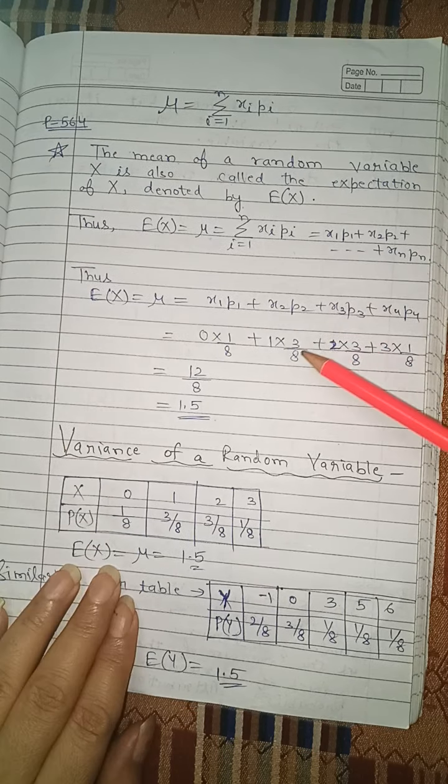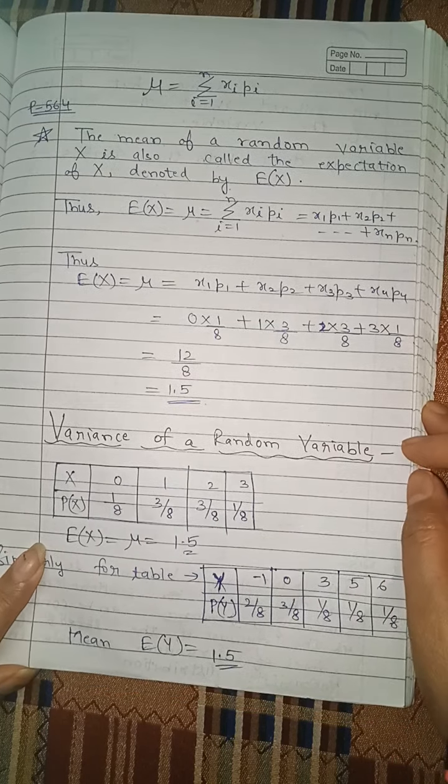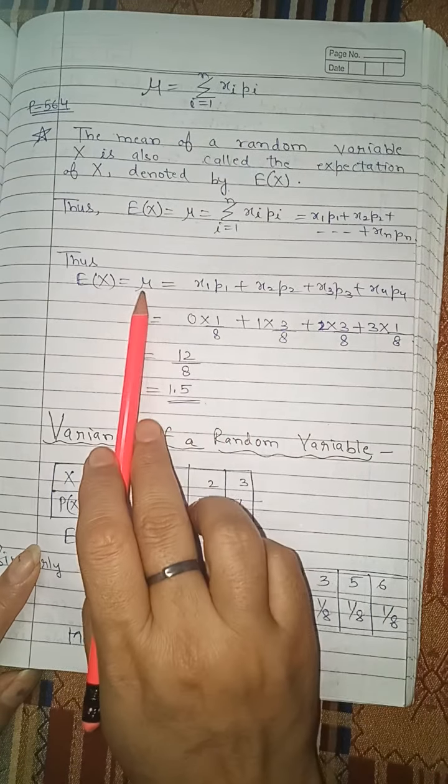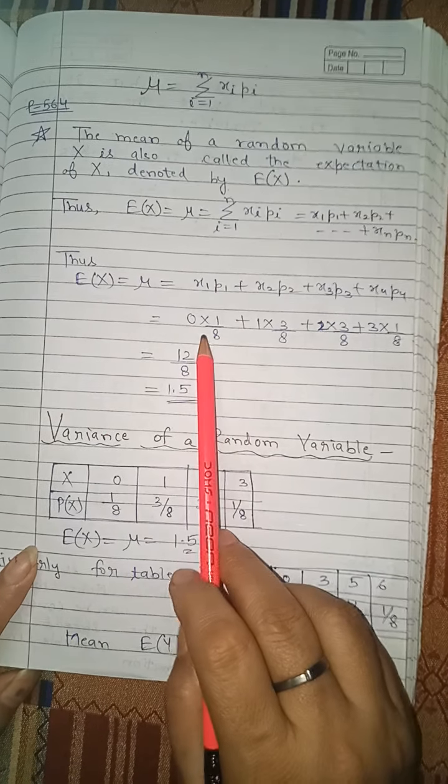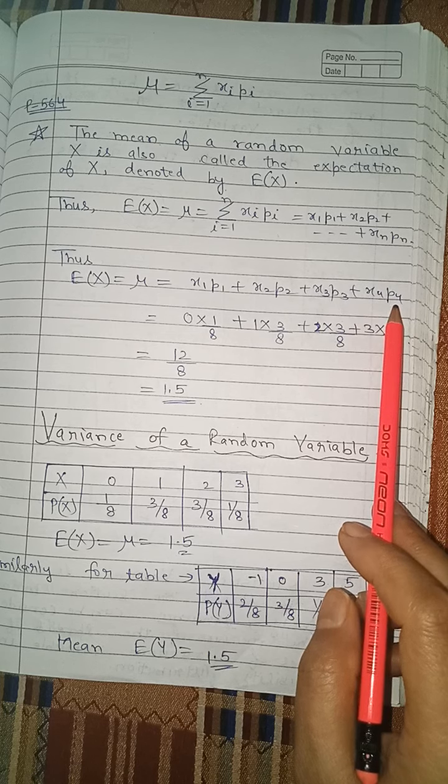So let us find out the mean for the given question for which we made the probability distribution table. See the mean here: just multiply x1 p1 plus x2 p2 plus x3 p3 plus x4 p4.